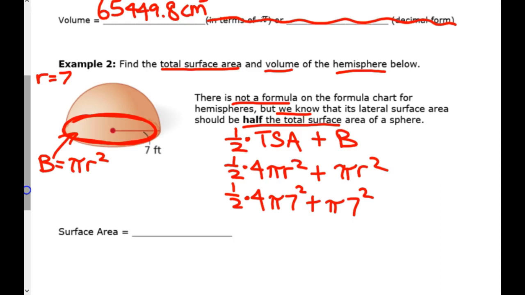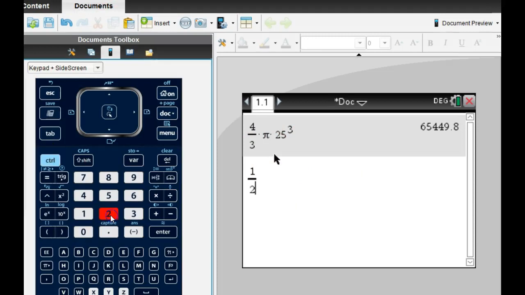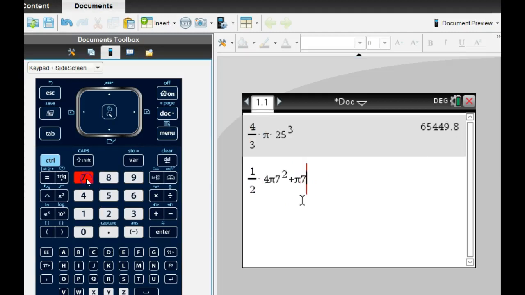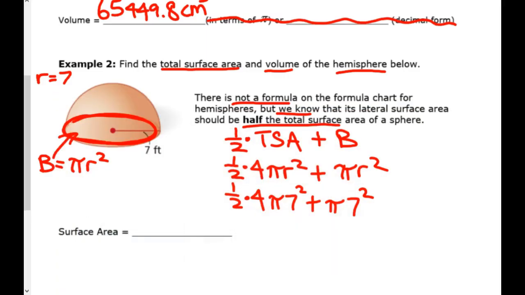So let's go ahead and plug that into our calculator and get our answer. So 1/2, control divide, and notice I have to go to the right, times 4 pi 7 squared, plus pi 7 squared. I know it's kind of ugly, but you can do it. 1/2 times 4 pi 7 squared plus pi 7 squared gives me 461.81. And my units are feet what? Surface area means squared. So again, I know hemispheres are ugly, but it's alright.